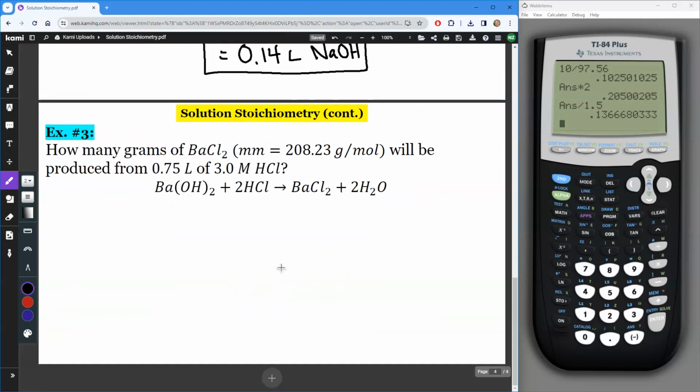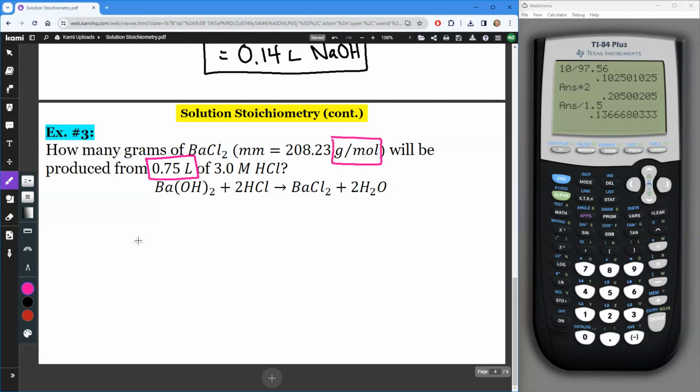All right, one last problem. It says, how many grams of barium chloride will be produced from 0.75 liters of 3.0 molar HCl? I'm sorry, I was still thinking of the other problem. So we have grams, but that's grams per mole. That's molar mass. It's not the same thing. We do have a molarity, so we won't use that. Our liters are going to be our given here. This one's a little tricky because we have 3 different units going on, but just remember, grams per mole, that's a conversion factor.